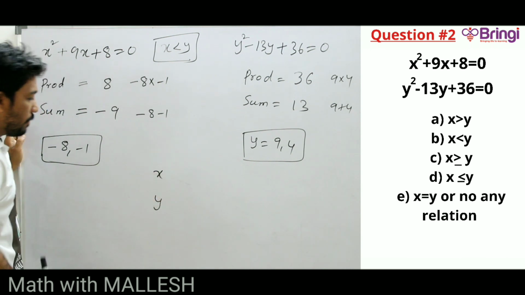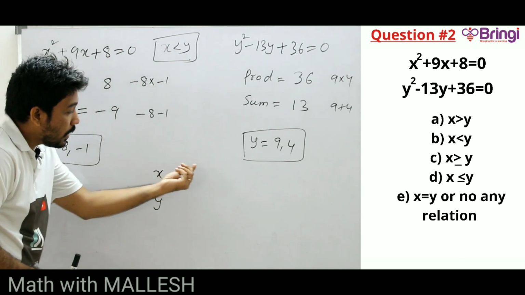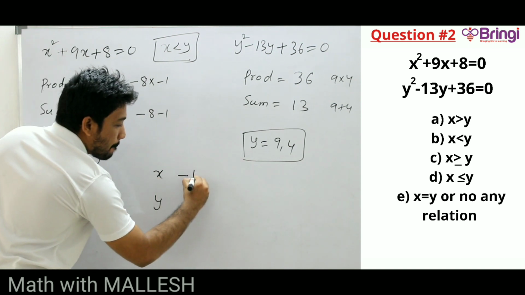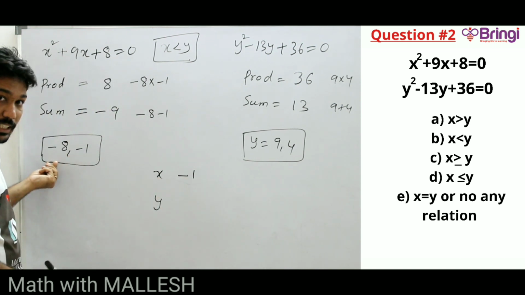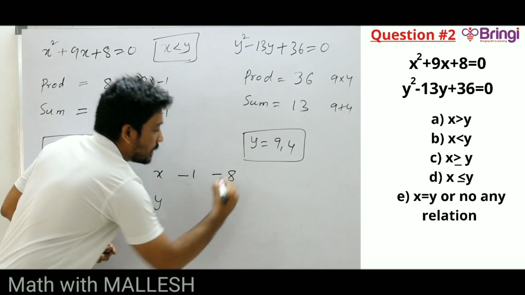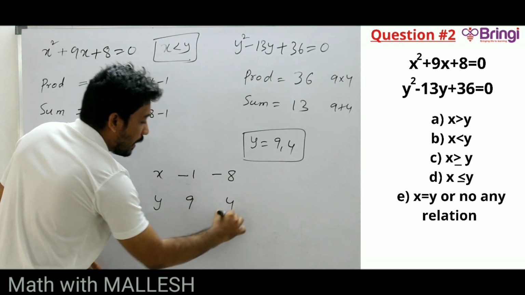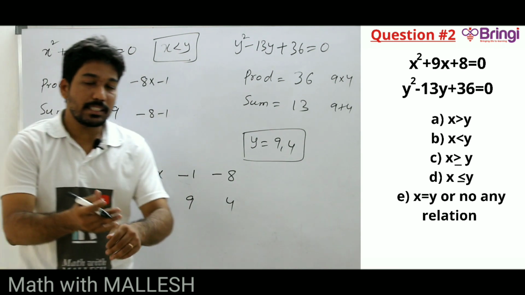Now write as it is. First, x value: bigger number and then smaller number. What is bigger number? -1. And what is next number? -8. Perfect. Next y value, 9 and 4. Now what is next step?